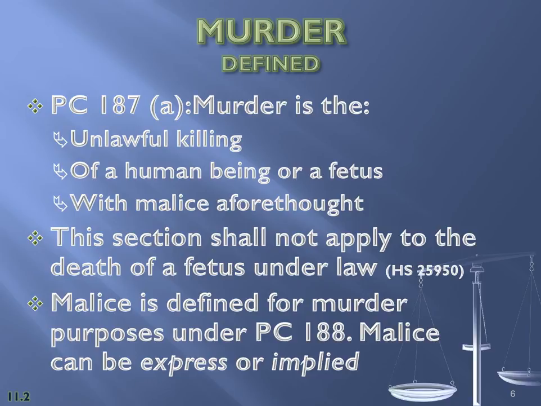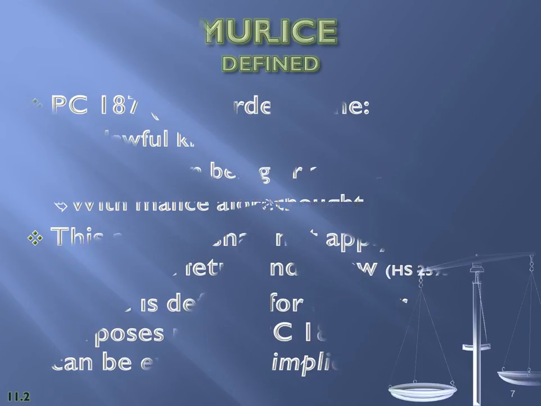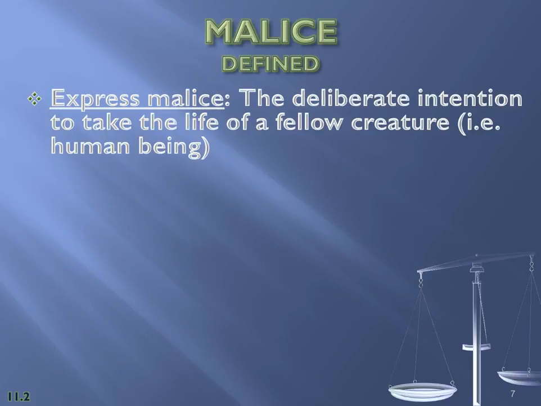So malice as an element of murder is implied where the defendant, with antisocial motives and with utter disregard for human life, engages in conduct involving high probability of resultant death. So does that kind of make sense a little bit? Okay, hopefully it does, and it gets those two things cleared up.